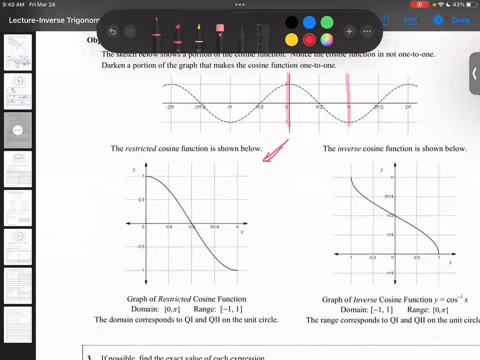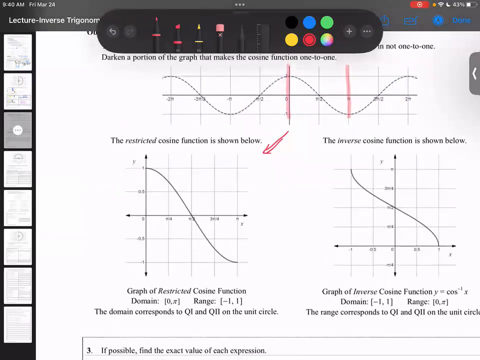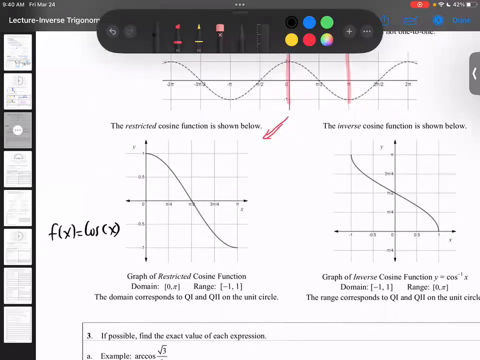And I zoom it in like that. So this one is f of x equal cosine of x. Sometimes I use cosine of x, sometimes I use cosine theta. It's the same thing. X and theta are just placeholders. The domain of cosine of x, if you look at the function, is from 0 to pi. The range is from negative 1 to 1.